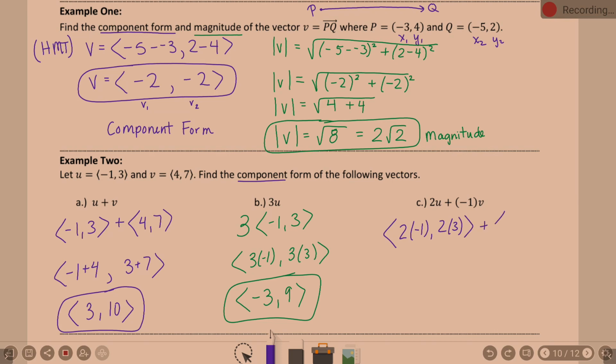Plus -1v means I'm going to take my vector v and multiply each piece by -1. So -1 times 4 and -1 times 7. Okay, so 2u becomes the vector -2, 6. -1v becomes the vector -4, -7.